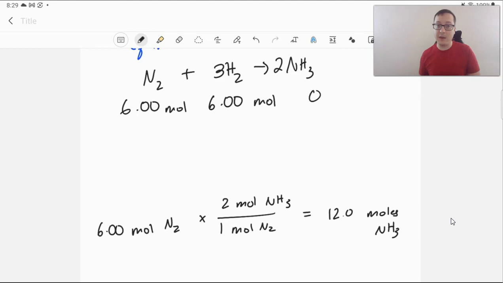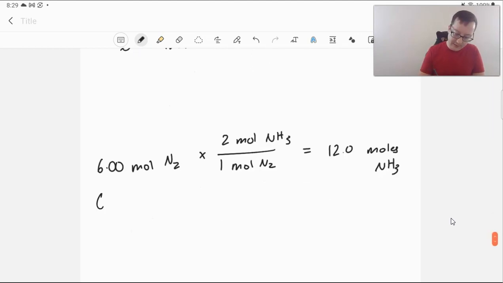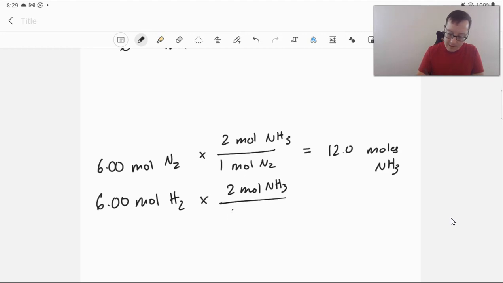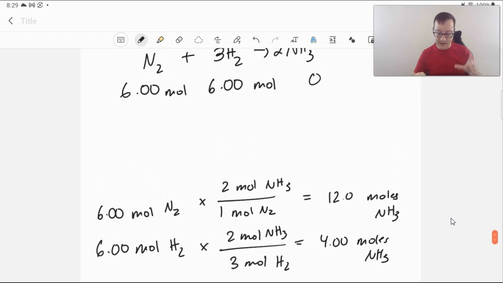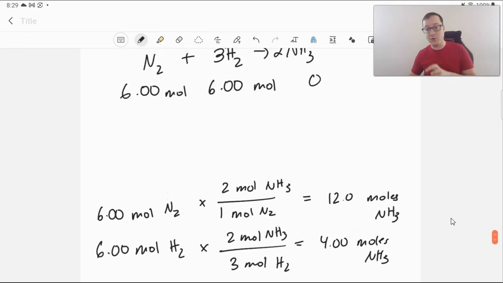Now let's see how much we can make with the hydrogen. If we have 6 moles of hydrogen, we have 2 moles ammonia on top and 3 moles hydrogen on the bottom. These are our reaction coefficients. We're going to end up with 4 moles of ammonia. And so, what this means is that one reactant, our hydrogen, can make 4 moles of ammonia, and the nitrogen can make 12 moles. So what wins?